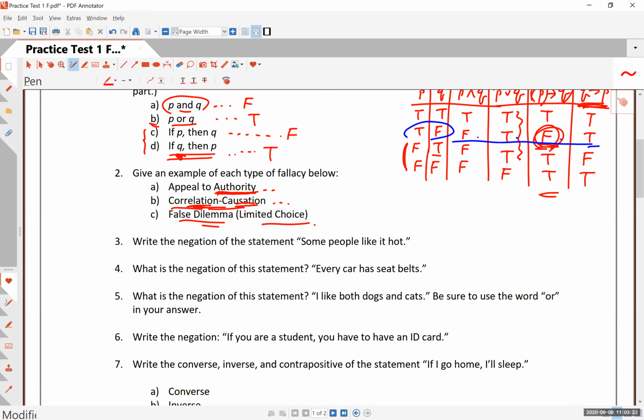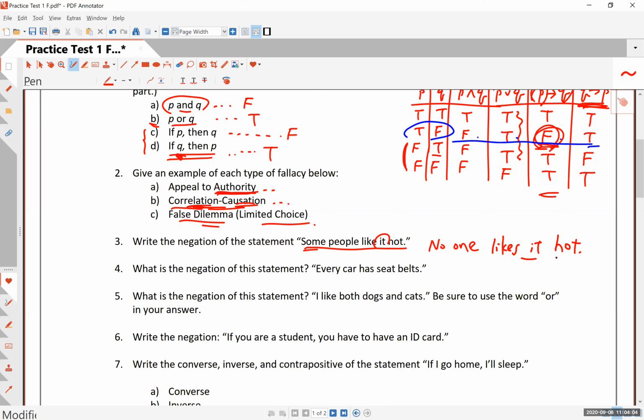All right, number three, write the negation of the statement. Some people like it hot, okay? I don't know what the "it" is, but it doesn't matter. If you analyze this, this is an existential quantifier, right? This is logically saying there exist some people, and in fact, there exists at least one person who likes it hot. So what's the negation of there is at least one person? The negation is a universal statement, and it's a universal negative. No one, or nobody, likes it hot.